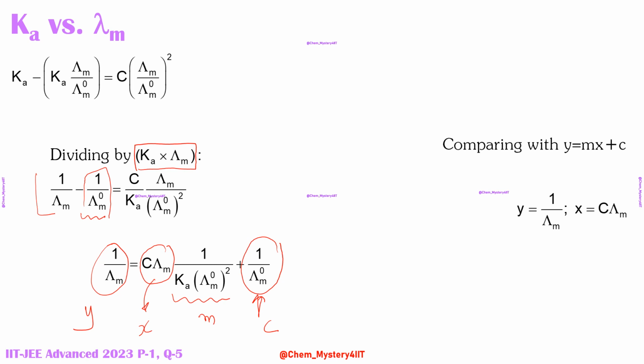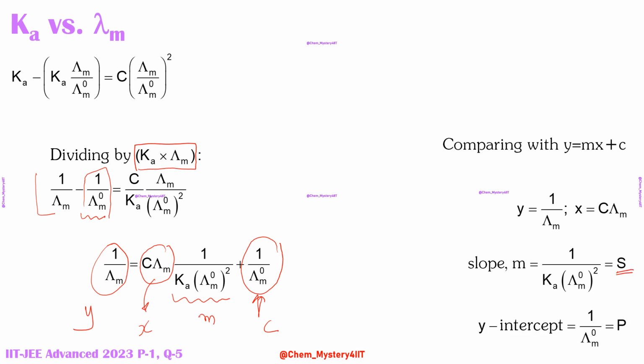Y is 1 by lambda, x is C lambda, that was given to us in the question, and slope is going to be 1 by k lambda naught m squared. That was s as per the question. We are writing this as s, and the intercept was going to be 1 by lambda naught, which in the question was told as p.